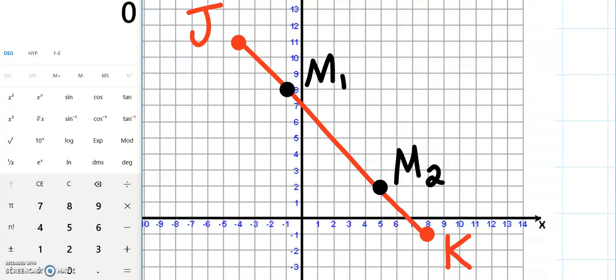So if you take a look, visually, it should make sense to you. We have from J to M1 approximately 1/4 of the whole distance, and then from J to M2, it looks like 3/4 of the distance. So it's still in the ratio of 1 to 3. All right, so that ends this video. We're going to move on to the rest of the questions in the next video.